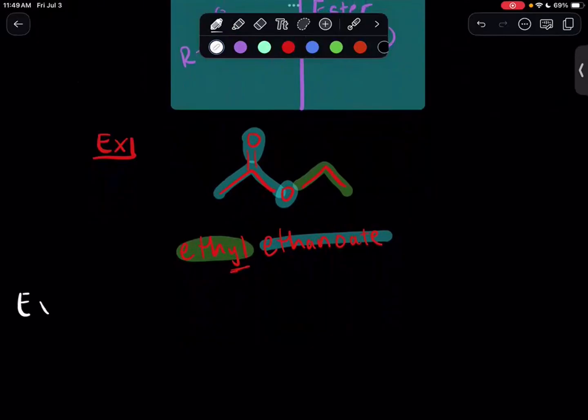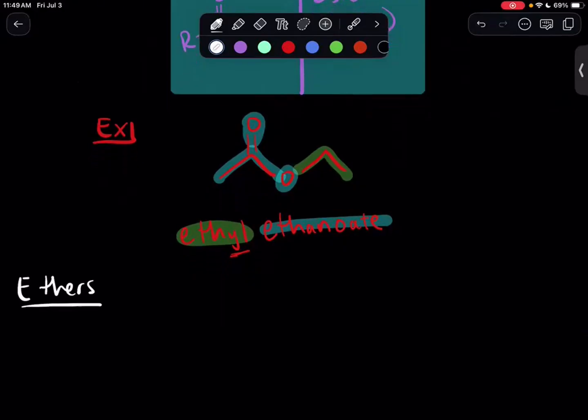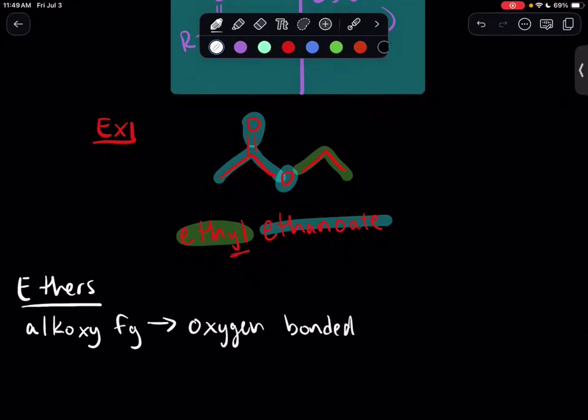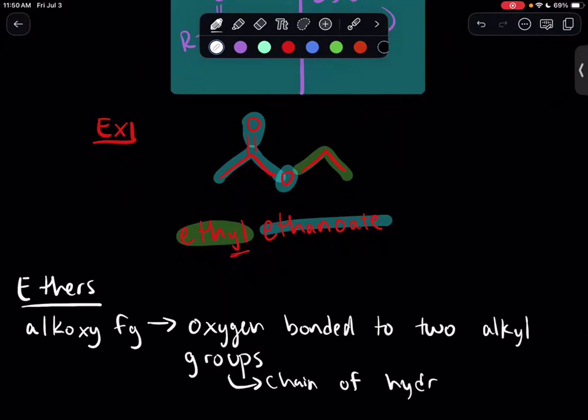Moving on to other weird ones, we're going to go to ethers. Ethers, getting the name from ether, what was commonly used as an anesthetic in early surgery and medicine. This uses what we call the alkoxy functional group. This is oxygen bonded to 2 alkyl groups. And an alkyl group is just going to be a chain of hydrocarbons.